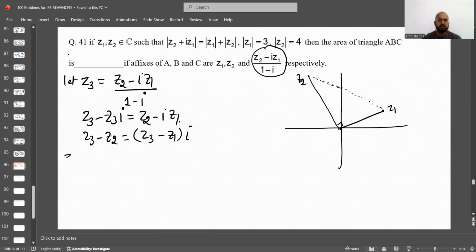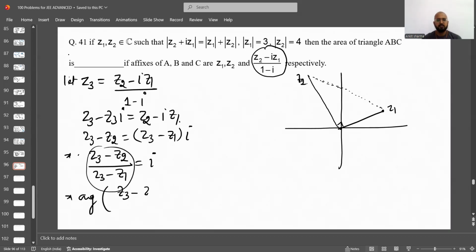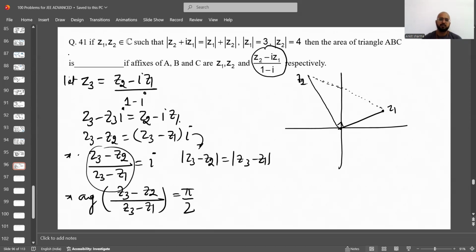Now this could be written as (Z3 - Z2)/(Z3 - Z1) = i. That means this number is purely imaginary. So this implies the argument of (Z3 - Z2)/(Z3 - Z1) is pi by 2. Also, if I take the modulus on both sides, mod of (Z3 - Z2) is equal to mod of (Z3 - Z1).